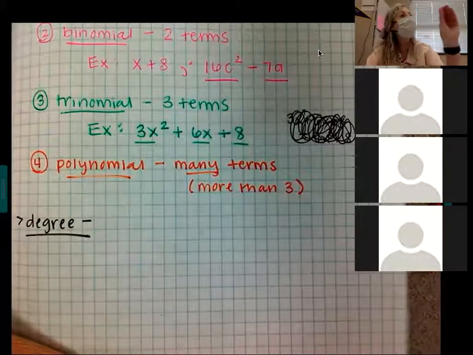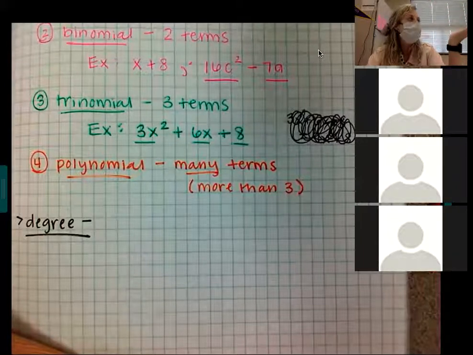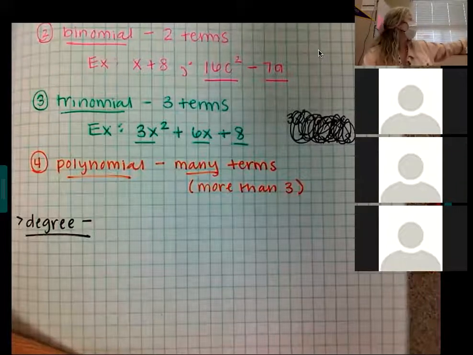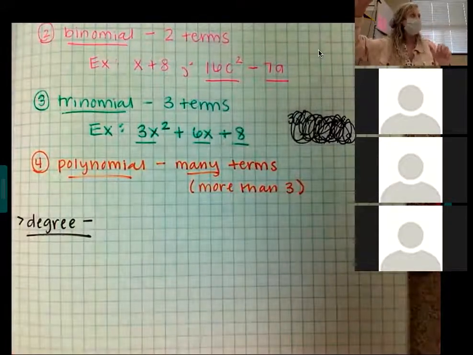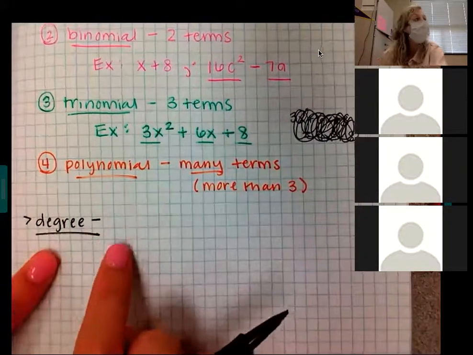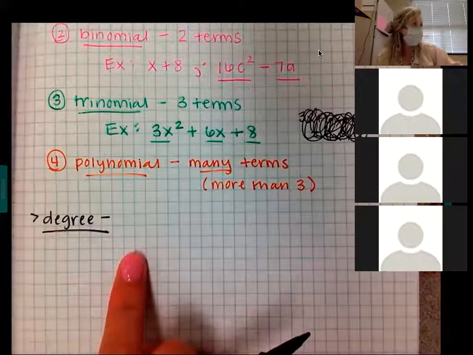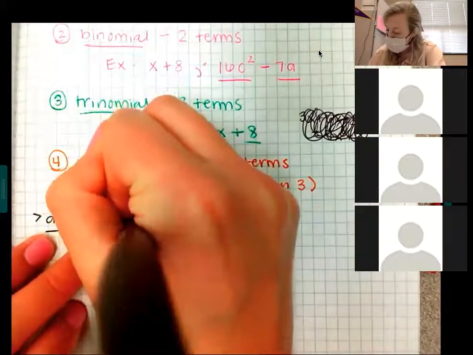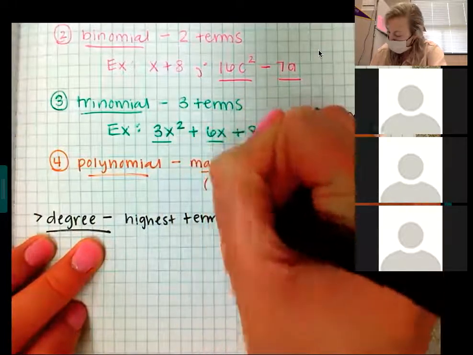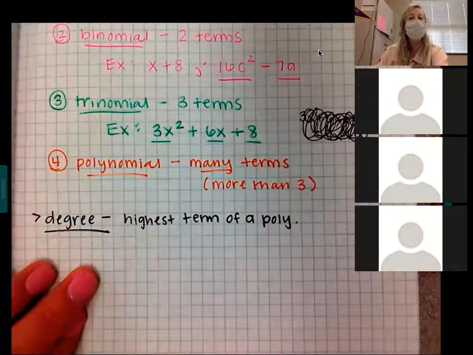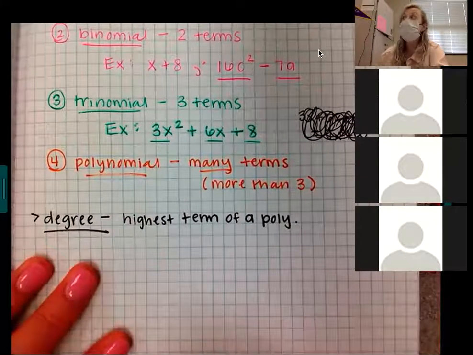Now, when I asked y'all where my degree was from, why did y'all say ECU? It's the last one. It's the biggest. Because I said degree, that is the highest level of education I've had. So when you say degree of a polynomial, it's the highest, biggest term you have. Does that make sense? Okay. So degree is the highest term of a polynomial.